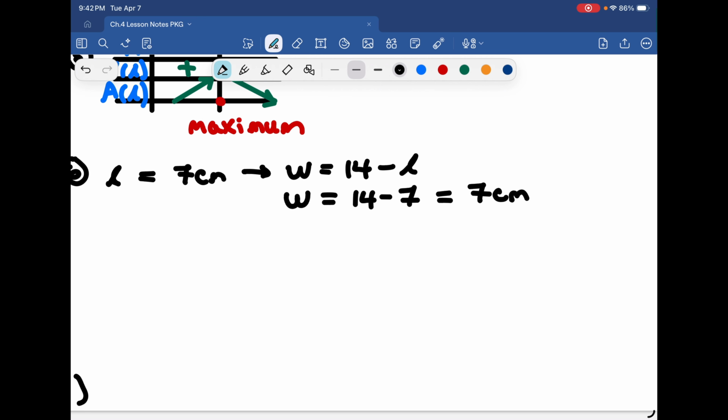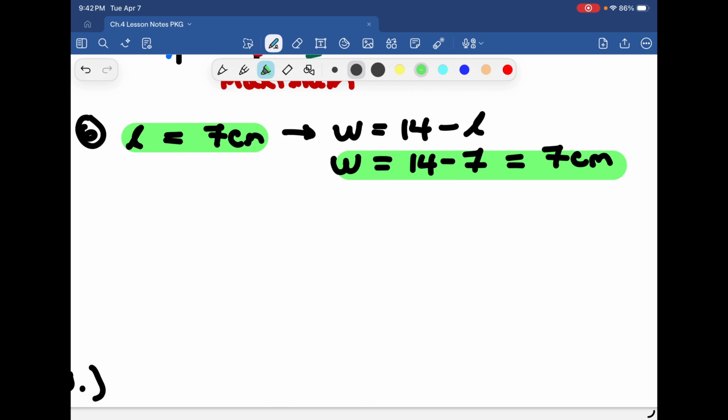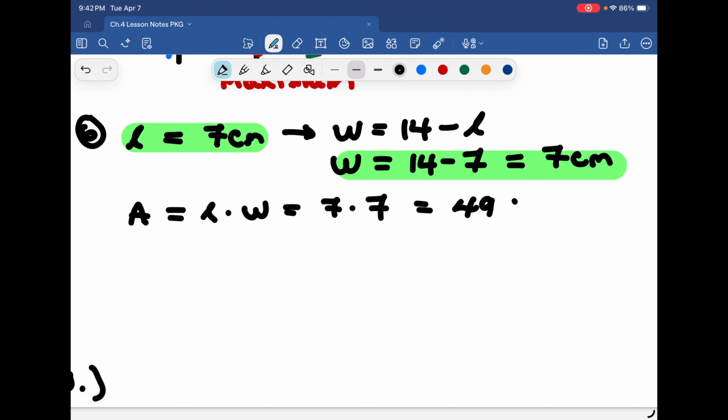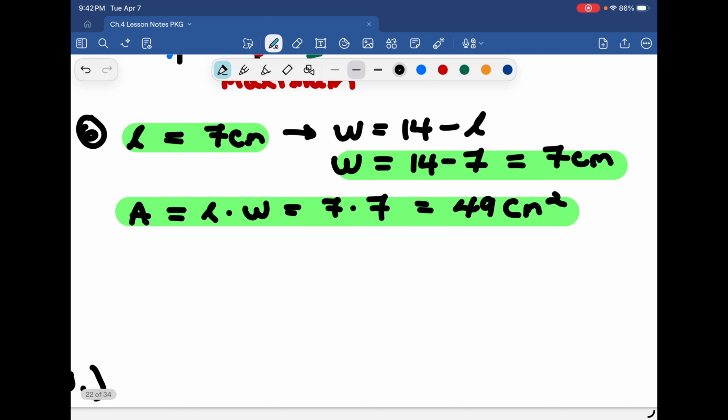Okay, that's kind of a coincidence. So not only is the length 7, but the width is 7, which we just found. Now we want to figure out the area and then put this in a sentence. Area is equal to length times width, which is equal to 7 times 7, which is equal to 49 centimeters squared. We're going to put our units, we're going to highlight it. Now we just need our sentence.